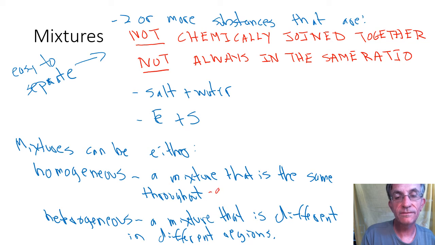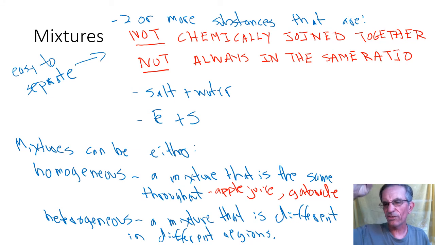Apple juice. Let's see, what else would be another example? Well, kind of a similar example. Gatorade is a homogeneous mixture. It's the same all the way through that bottle of Gatorade. Now, a heterogeneous mixture is a mixture that's different in different regions.